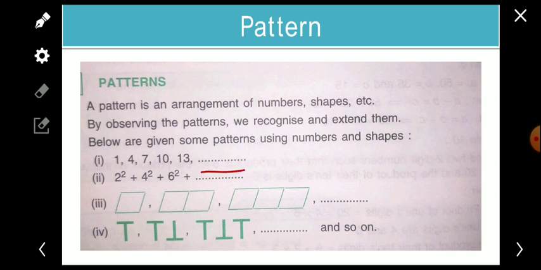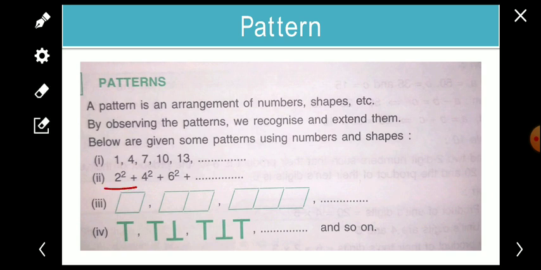What should be written in place of the blank space? 13 is there, and we'll add 3, so we'll get 16. It means 16 should be written here. So like this we'll have to find the pattern, and we'll have to extend it.